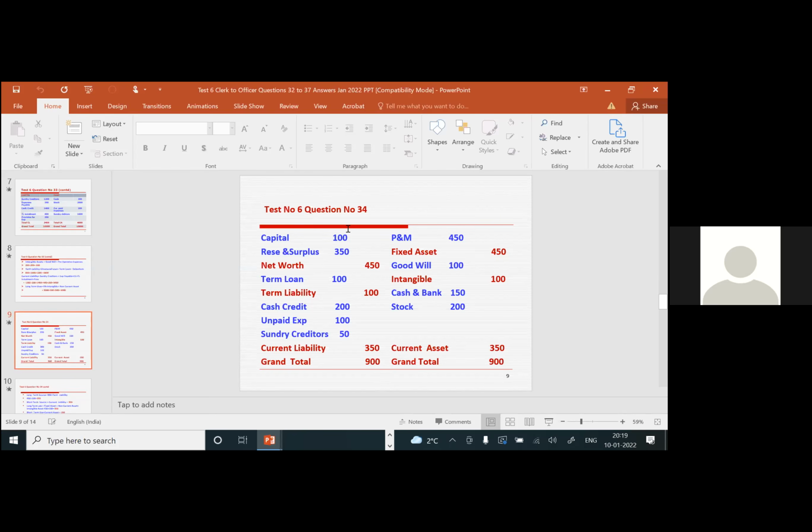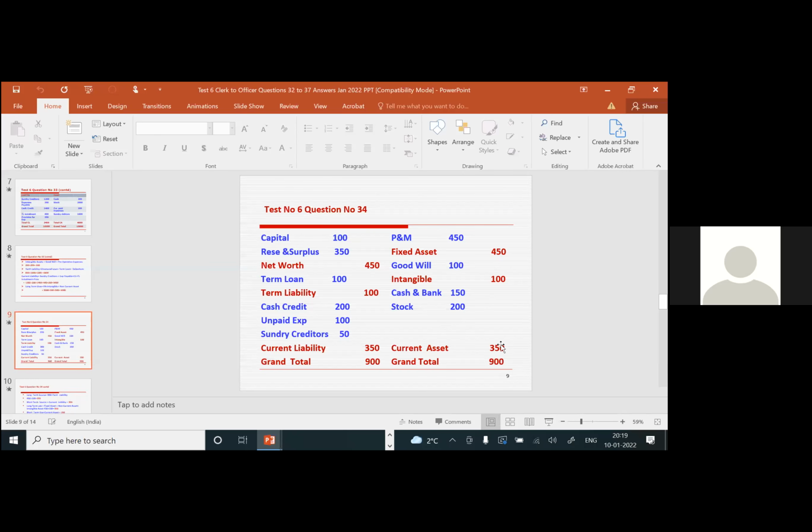Out of the total sources, the long-term source will be net worth plus term liability, 450 plus 100, that is 550. Then the short-term source is 350, your current liability. Long-term uses will be fixed asset, non-current asset and intangible asset; here non-current asset is not there. 450 plus 100, 550. Then short-term use is the current asset, which is 350.